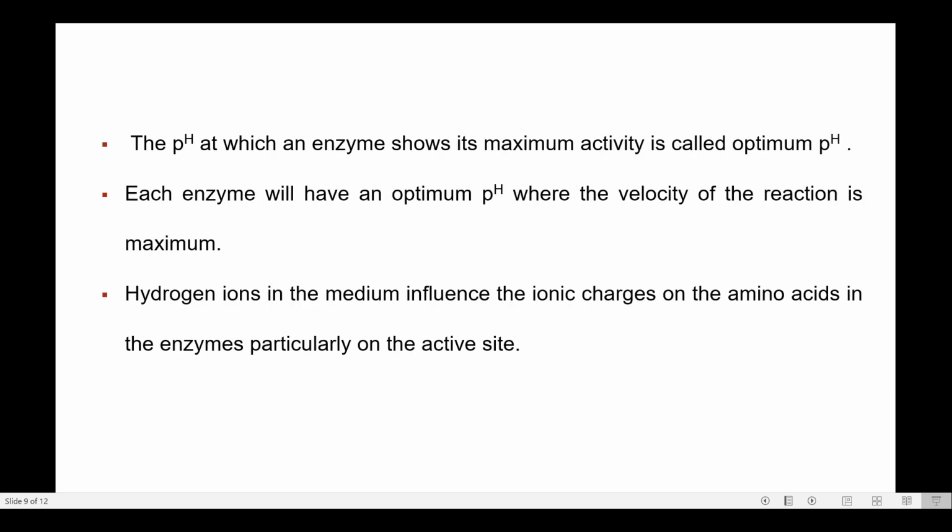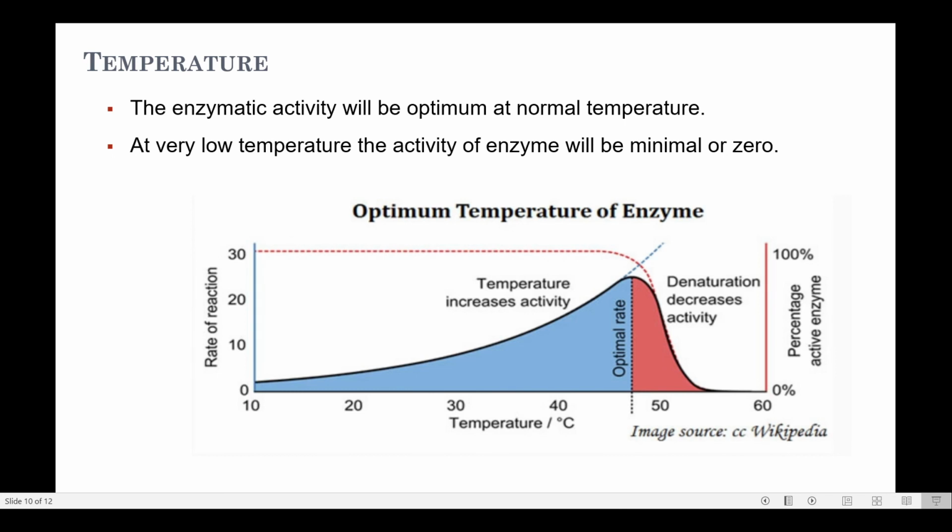Coming to the effect of temperature, just like in the case of pH, most enzymes have an optimum temperature where the rate of the catalytic reaction is high. Most enzymes show an increase of 50% to 300% in reaction rate when the temperature is increased by 10 degrees Celsius. This trend continues until about 45 degrees Celsius.